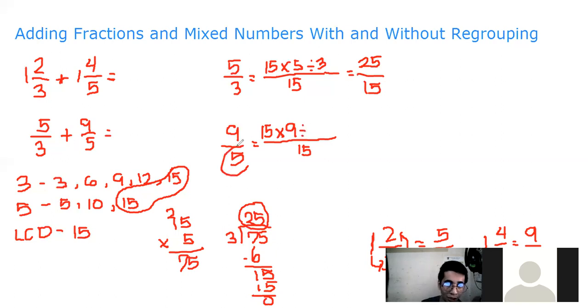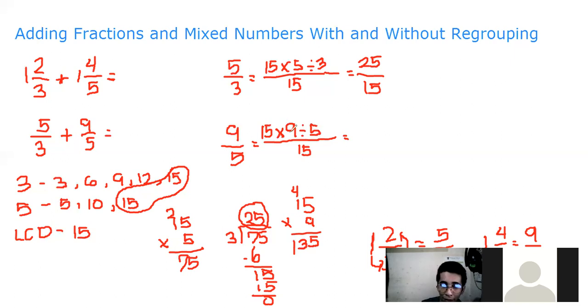Then divide natin siya sa denominator natin sa fraction na to. So, ang denominator natin is si 5. So, divide natin siya kay 5. Then, compute natin, 15 times 9. What is 15 times 9? So, 5 times 9, that is 45. Then, 9 times 1, that is 9. Plus 4, that is 13. So, meron tayong 135.